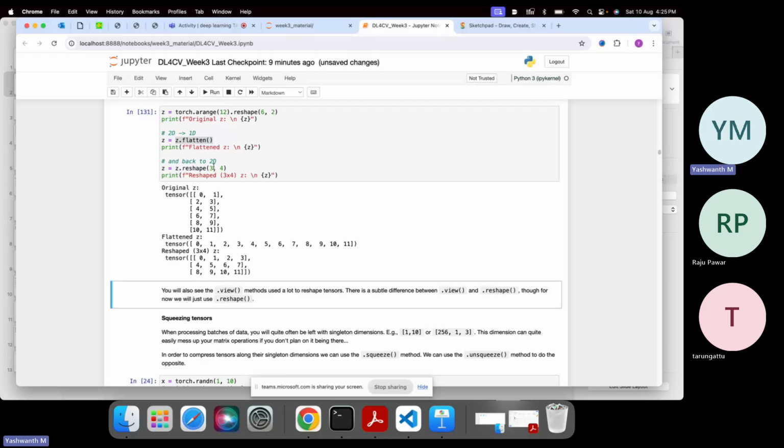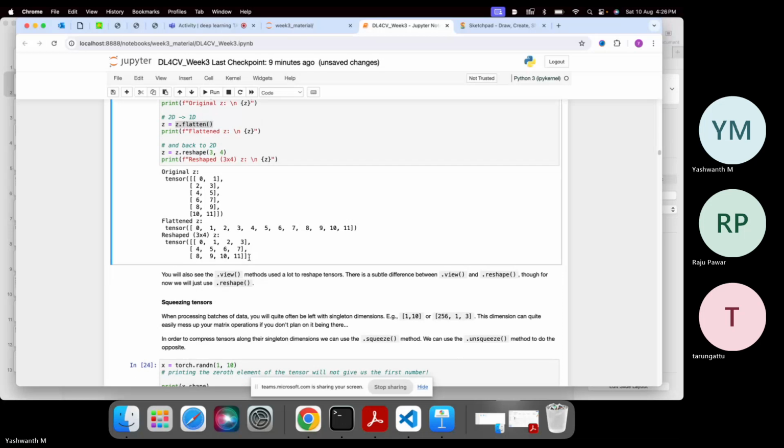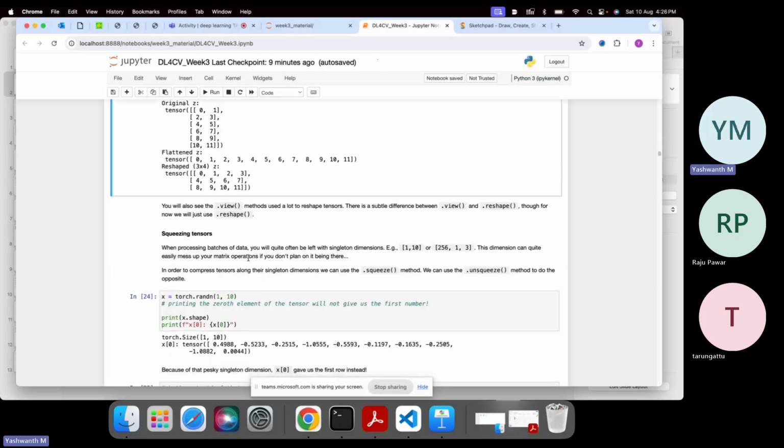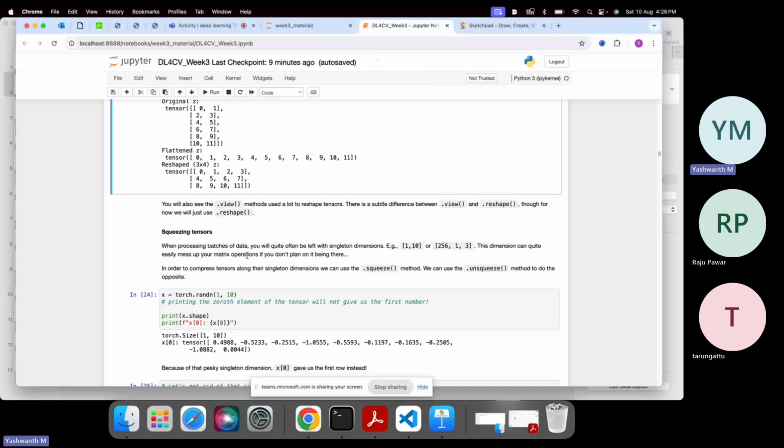And again, you reshape it to 3 cross 4. Again, you see 3 cross 4, it reshapes row-wise. So first 0, 1, 2, 3 are put in the first dimension, then 4, 5, 6, 7 in the second dimension, and the rest in the other. And yes, view and reshape are the two functions that can do this for us.